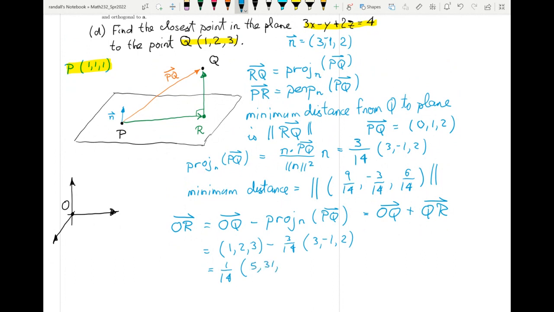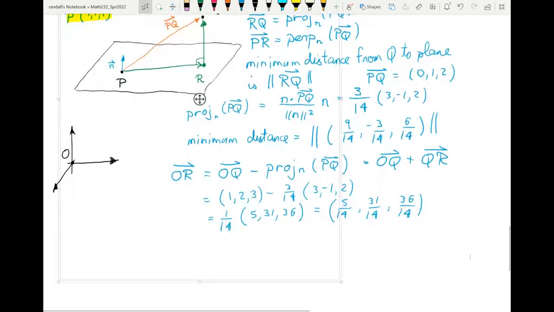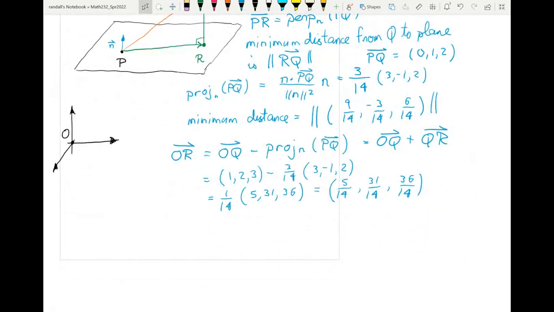(5, 31, 36), written without a scalar. I'll write it as 5 over 14, 31 over 14, and 36 over 14. Now, once again, because of the numerous algebraic steps we've had to do here, I want to check this answer. In other words, is R on the plane? Is this R I finally computed on the plane?